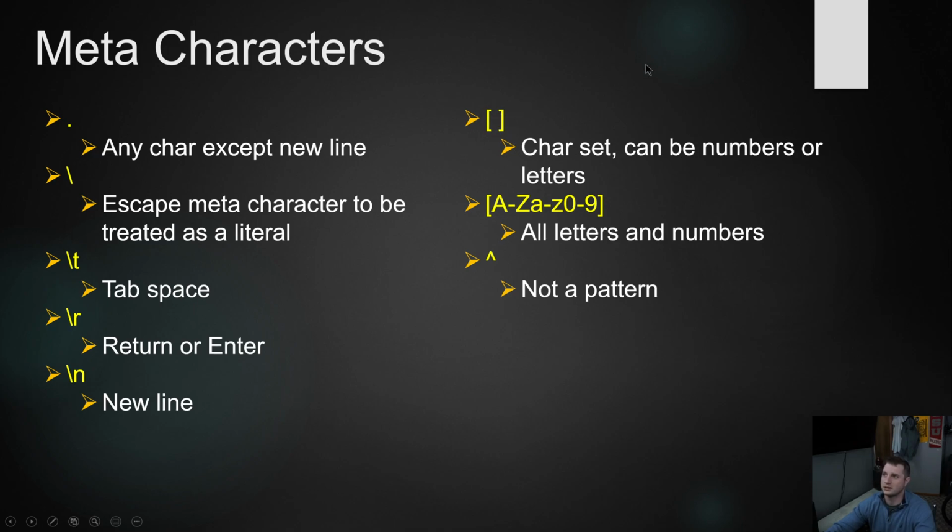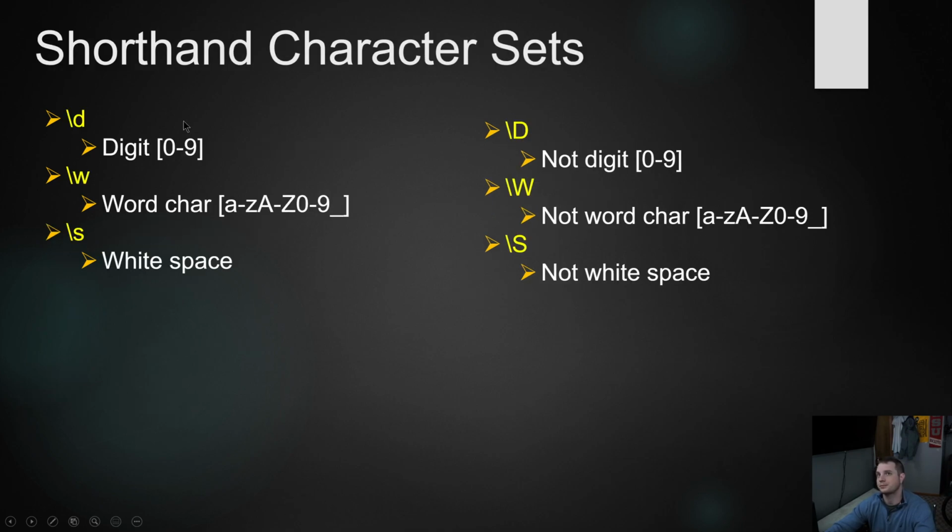These square brackets are any type of range, so char set or numbers, okay? Again, we went over this. This is a common one, all letters and numbers, and then this, a modifier, not a pattern, okay? Shorthand. Once you get your feet under you, you'll start using these shorthands quite a bit. So digit, word, white space, and then everything over here that is capital is the negative. So not a digit, not a word, and not white space.